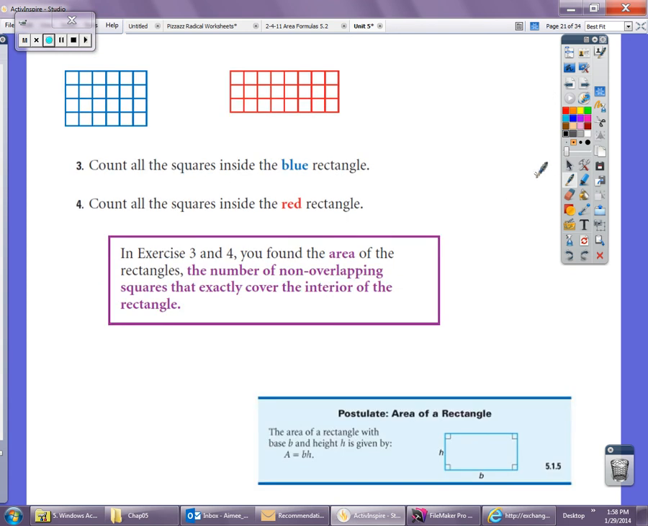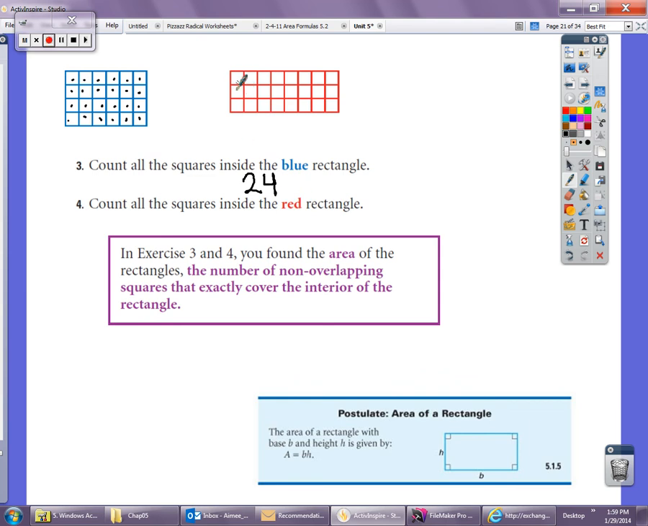Now let's talk about area. When we talk about area, we're looking at how much is covered by the figure. So I'm going to literally just count the squares. 1, 2, 3, 4, 5, 6, 7, 8, 9, 10, 11, 12, 13, 14, 15, 16, 17, 18, 19, 20, 21, 22, 23, 24. So I have a total of 24 squares inside the blue rectangle.